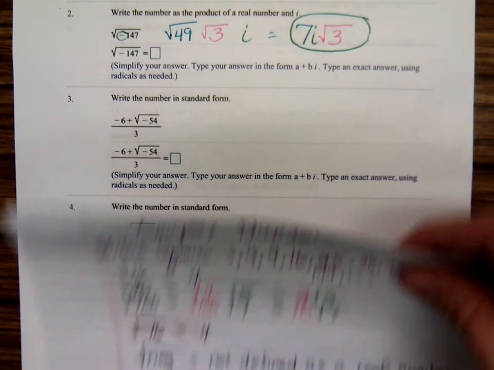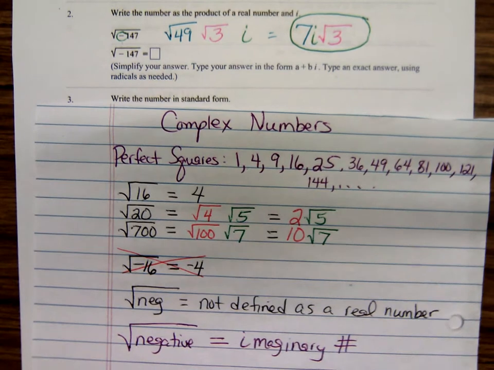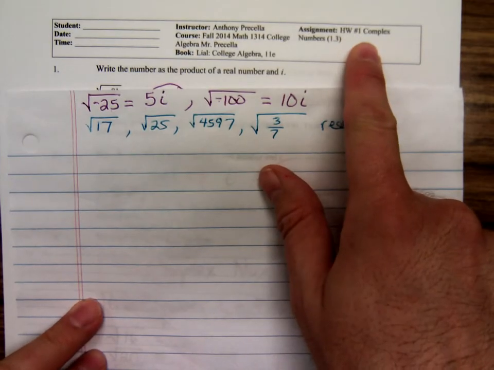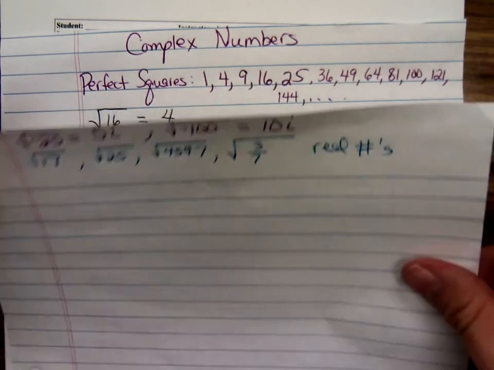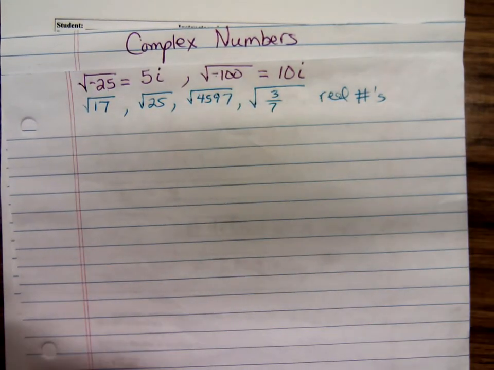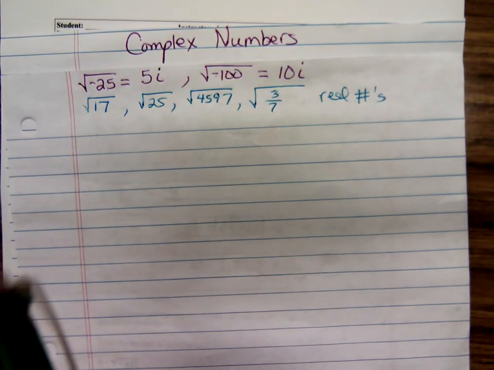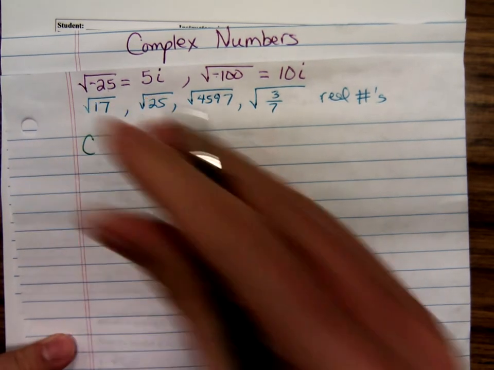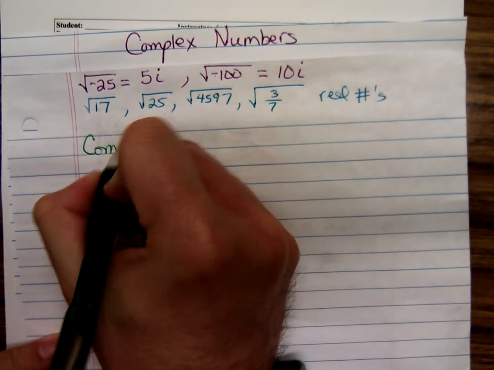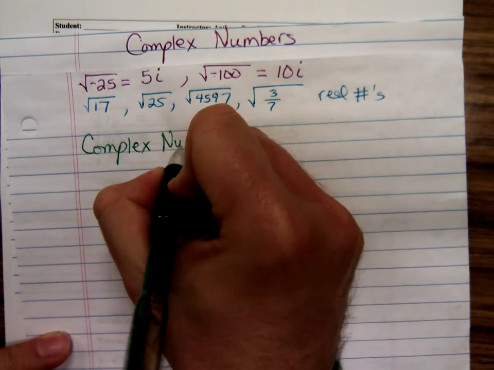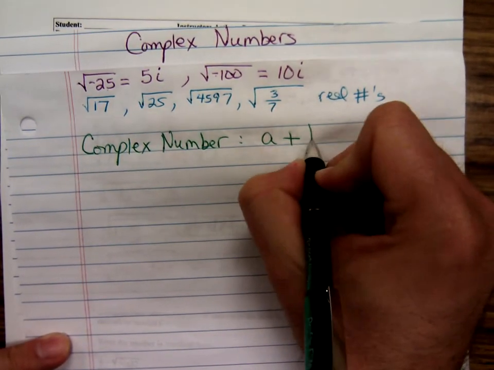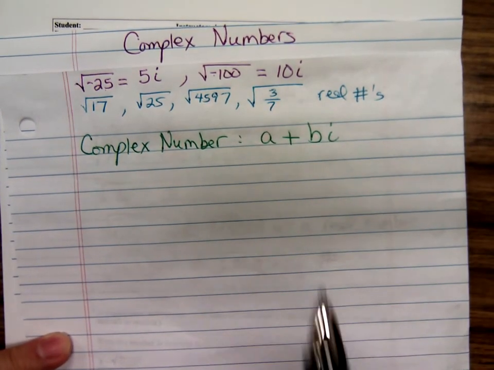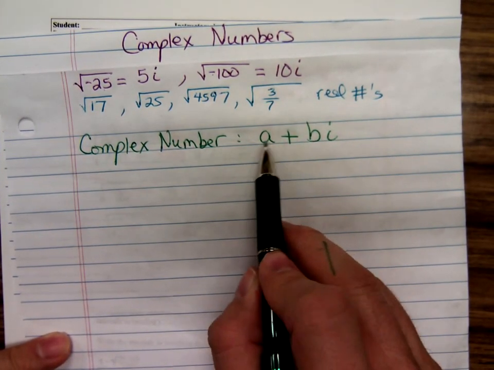Now, a little terminology. The name of this lesson is complex numbers. So let me actually define what we mean by a complex number. Okay? A complex number is in the form a plus bi, where a and b are both real numbers.